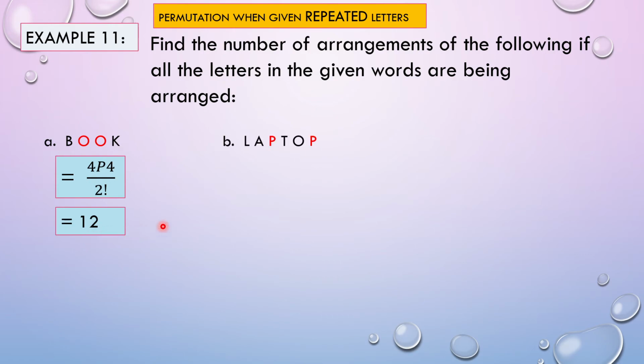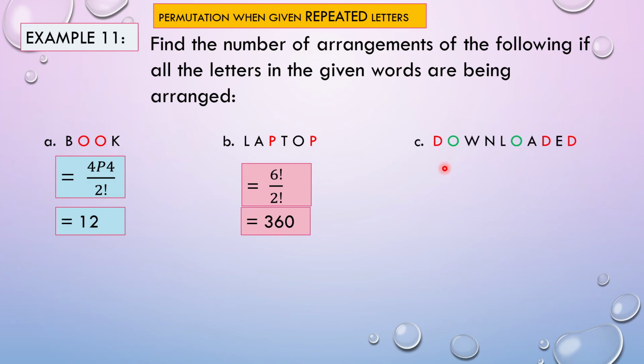Okay, next, let's see the word laptop. Here, altogether, you have 6 letters where P appears twice. So the total arrangement for all the letters in the word laptop will be 6 factorial, because we have altogether 6 letters, divided by 2 factorial. Why 2 factorial? Because the letter P appears twice. So 2 factorial. Simplify and you'll get the answer.